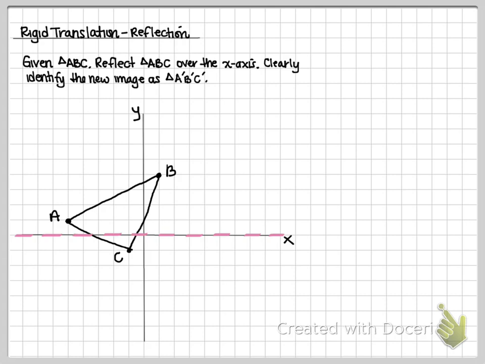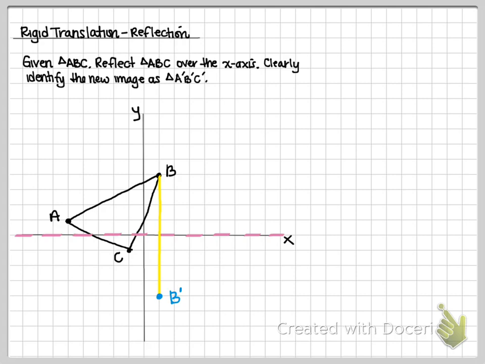So if I start at point B, I realize that this is 1, 2, 3, 4 units away from the x-axis. So what I need to do is go 4 units on the other side: 1, 2, 3, 4, and plot that point. Once I've counted that distance, I'm just going to plot that point. My new points I'm going to plot in blue. Now when I move them, I still want to identify this as point B, but since it's been moved, I'm going to call it B prime.